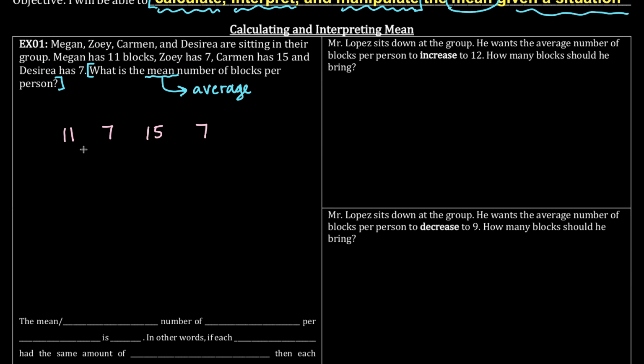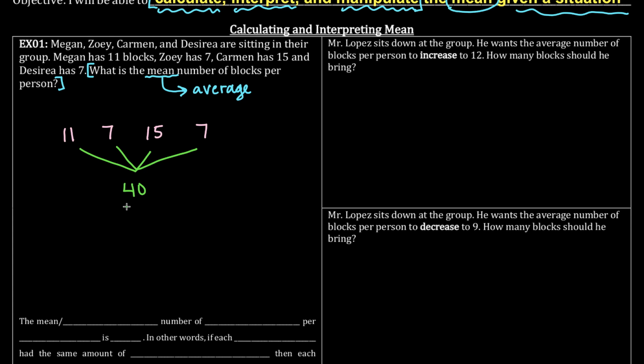So the first thing that you would do, more than likely, is you would combine them. You push them all into one group, right, into the center of the table. Remember, these are blocks. We're pushing them all to the center. So we get 11 plus 7 plus 15 plus 7, and we get 40 blocks total.